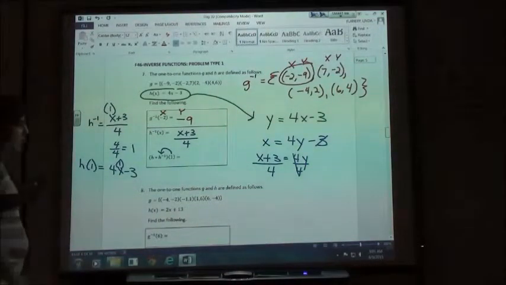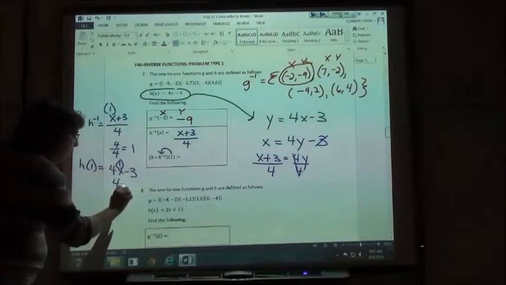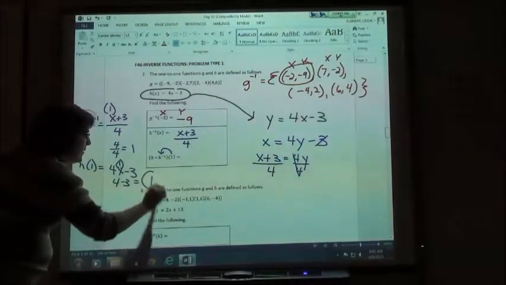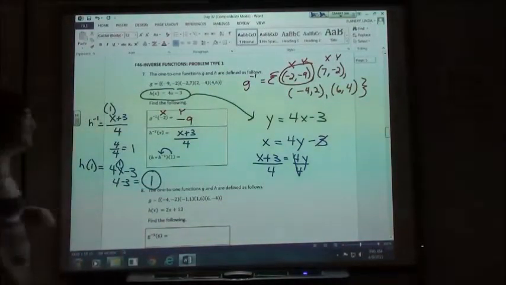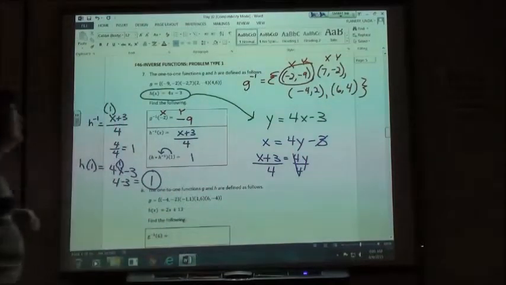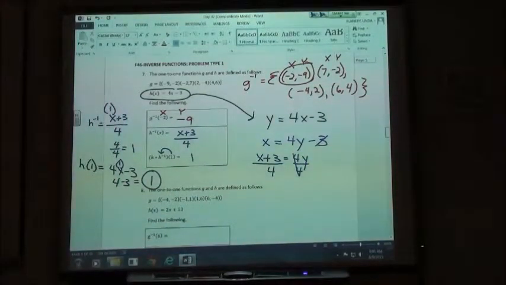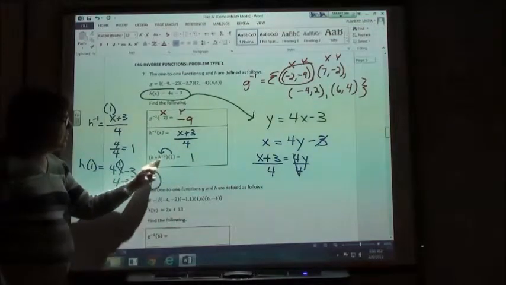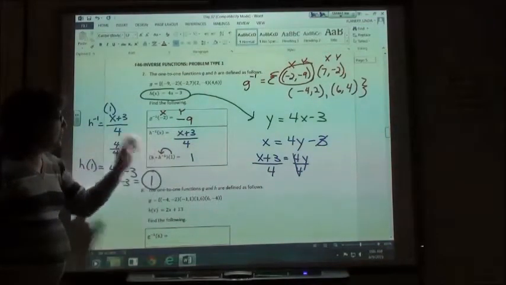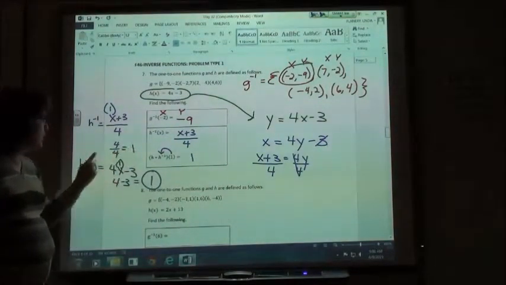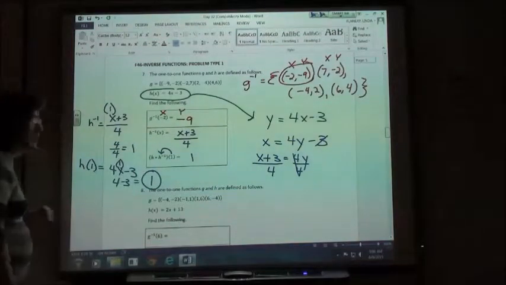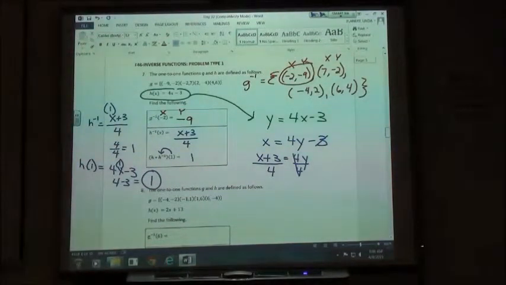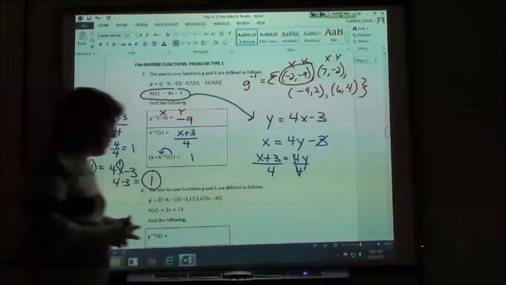And so when we solve that, 4 times 1 is 4, 4 minus 3, hey, we got 1 again. After all that work, we got 1s, 1s, and 1s all the way through on that one. So it's telling us, put 1 into the inverse answer, and then once you get that answer, put that answer into the h. We just happen to get 1s, 1s, and 1s. The next one probably won't happen that way. We'll find out.